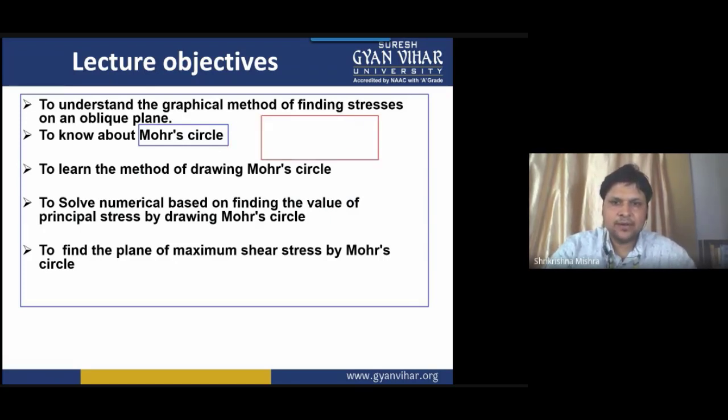For example, if this is an object, and in this object you have to find stresses along any inclined plane, you have two methods to find the value of stresses along this inclined plane. One is normal to the inclined plane, and the second is tangential to the inclined plane: sigma theta and tau theta. Sigma theta is the normal stress along this inclined plane, and tau theta is the tangential or shear stress along this inclined plane.